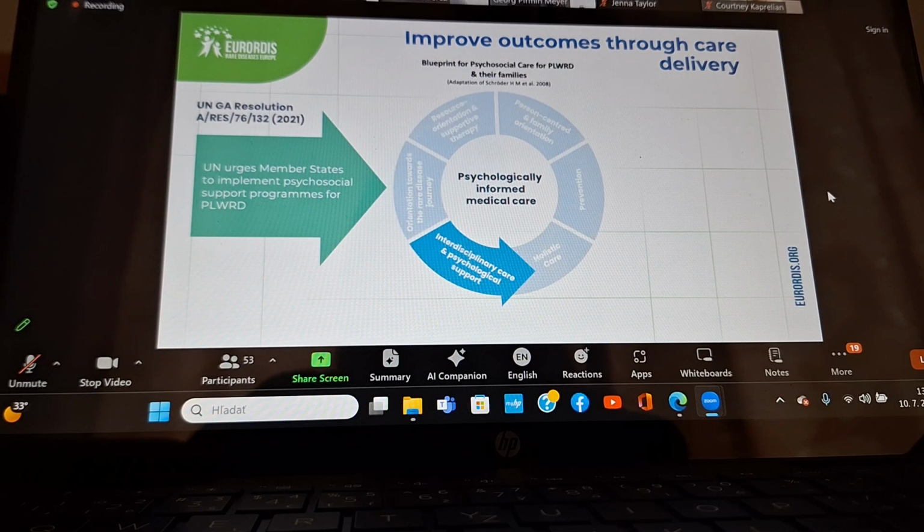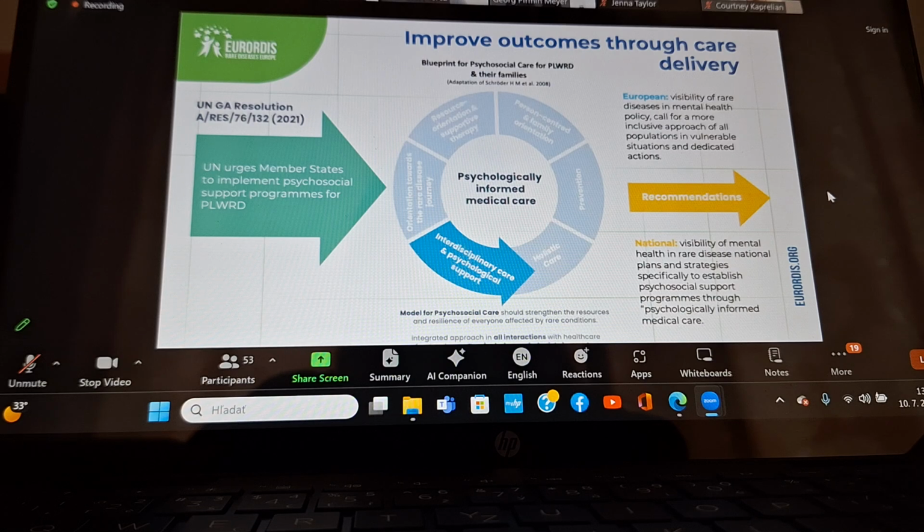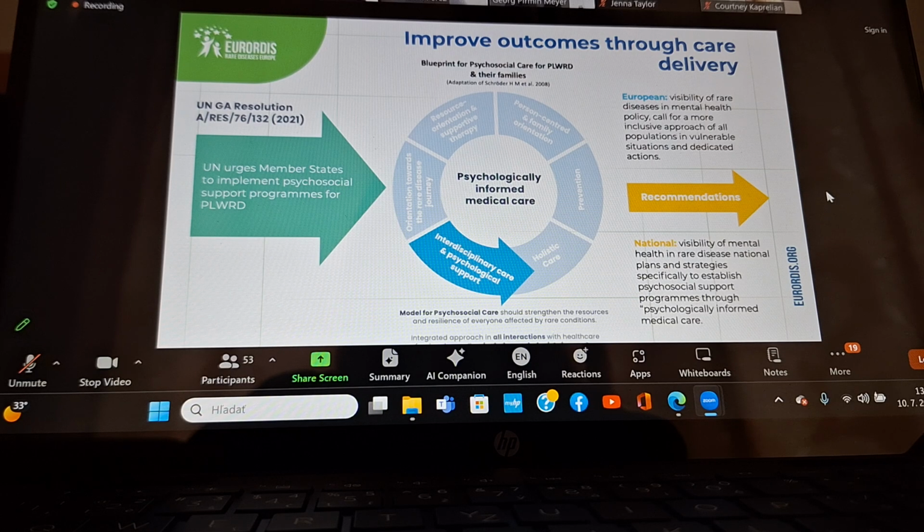So the position paper has outlined really what psychosocial care looks like for people with a rare condition, and we try to then promote that so we can get greater visibility of mental health in rare disease national plans. So when Germany updates its national plan, we want to see mental health needs mentioned there, and we want to see a commitment by the German government to implement psychosocial care programs for people with a rare condition. And this position paper outlines all that. I can share the link with you as well.